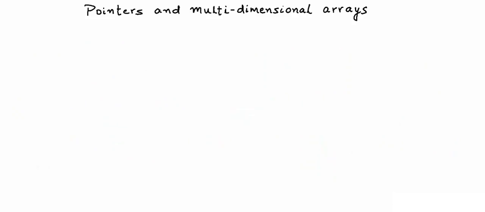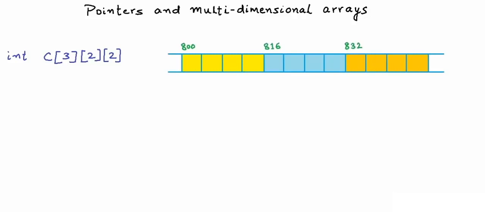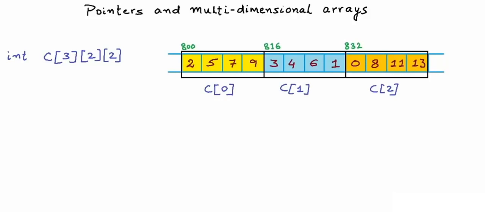Now let's say we have created a 3-dimensional array named C. We have an array of 3 cross 2 cross 2. A 3-dimensional array is basically an array or collection of 2-dimensional arrays. So if I have to show C in memory, I will show it something like this. I have assumed that the starting address of C is byte address 800. The first 16 bytes starting address 800 is my first 2-dimensional array. I am assuming that each integer will take 4 bytes.